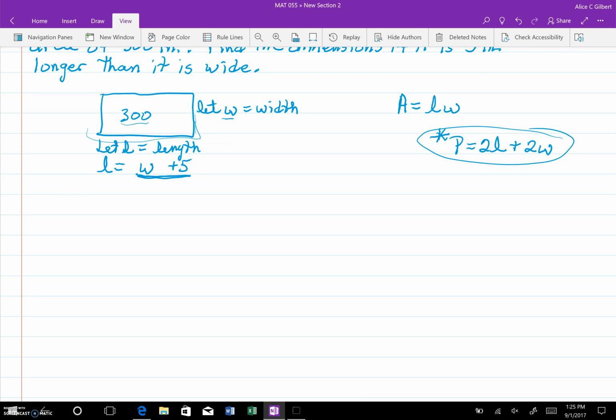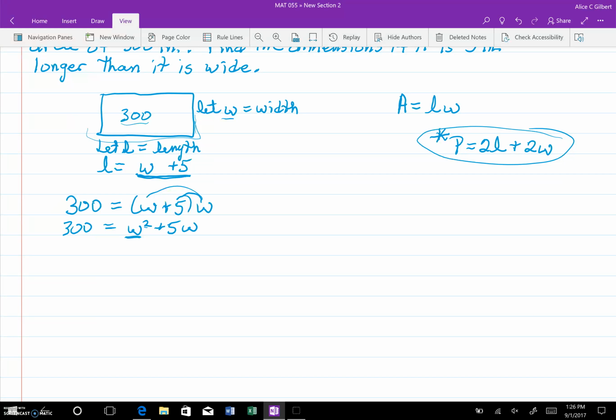So let's do this. We know our area equals 300, and area is length times width. So my length times my width. Now I've got my equation and I'm ready to go. So 300 equals W times W is W squared, and W times 5 is 5W. Well, now this is a quadratic equation because I've got a squared term here. And my squared term, this is the only one in my equation, and this is an equation because it's got an equal sign.